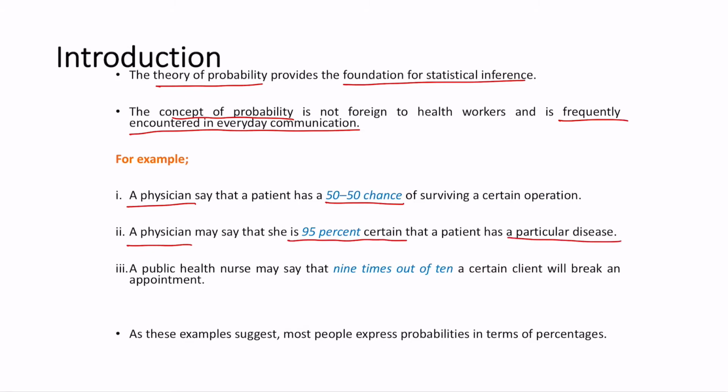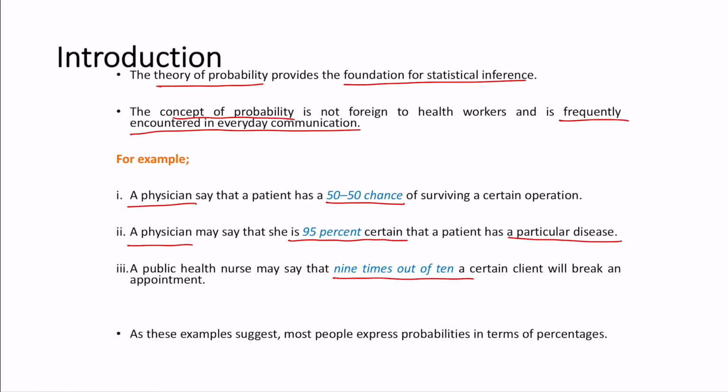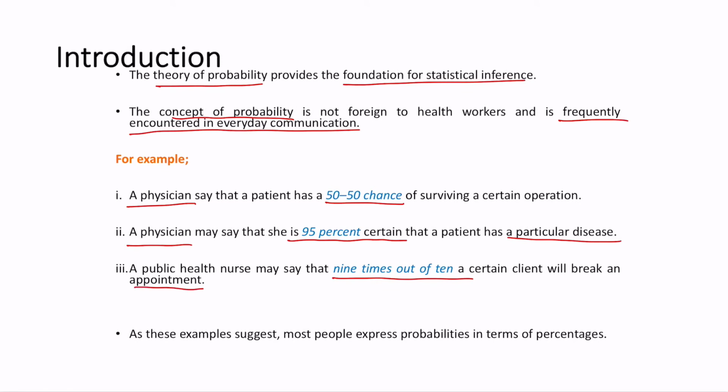In the same way, if a physician says she is 95% certain that a patient has a particular disease, let's say you go to the doctor with a certain set of symptoms, and if all of them turn out to closely resemble the original disease, then they will say that it is 95% certain that the patient has the particular disease. In the same way, a public health nurse may say that 9 times out of 10 a certain client will break an appointment. So this is an example where you say 9 out of 10 times.